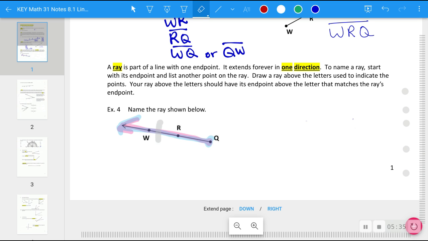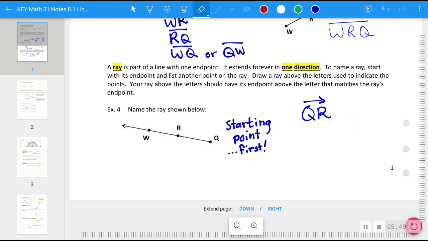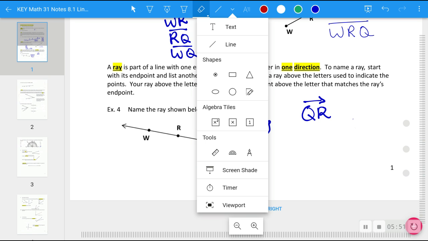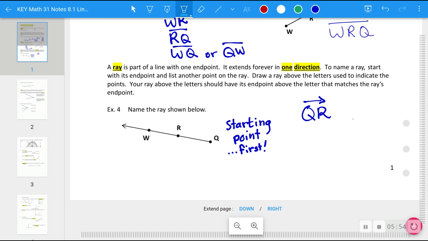Okay, so let me uncover the different ways of showing you how to label them. The first thing you want to do is name the starting point first. So the first one I'm going to look at here is ray QR, and I'll use my highlighter to show you that one. Ray QR starts at Q, goes in the direction of R forever. That's what's meant by that. Okay. The next possibility here is ray QW, and I'll be tracing the exact same path. Start at Q, go in the direction of W.